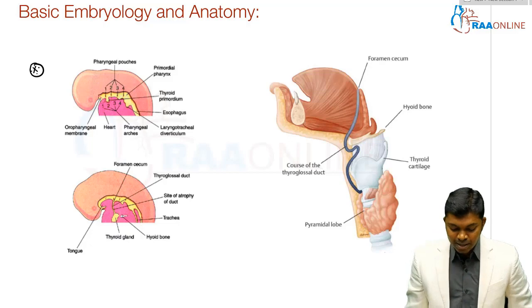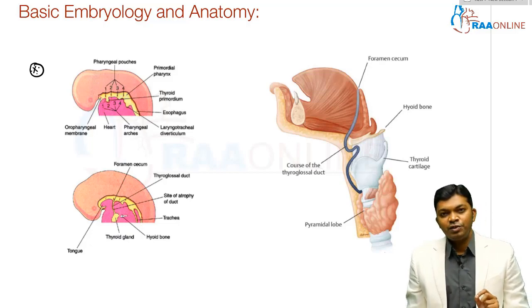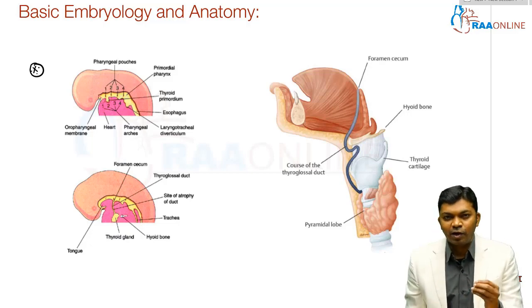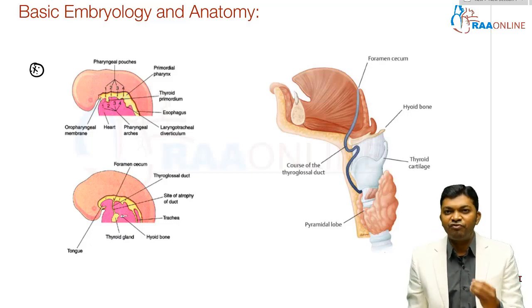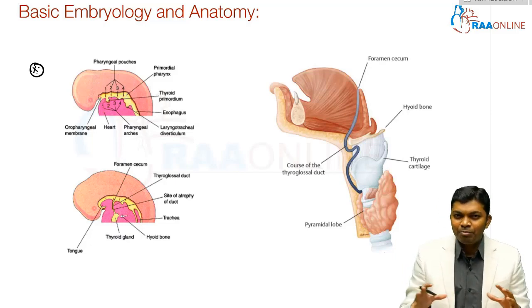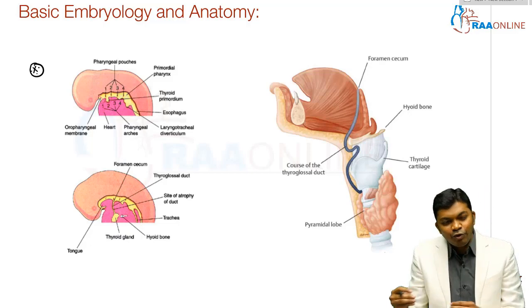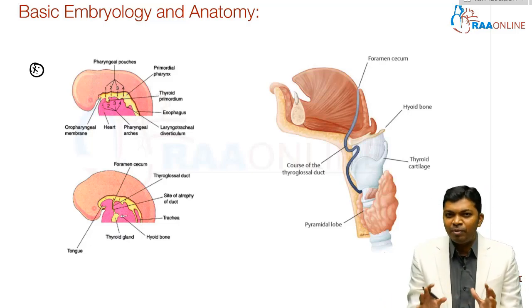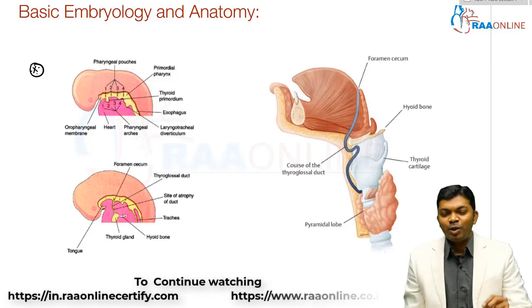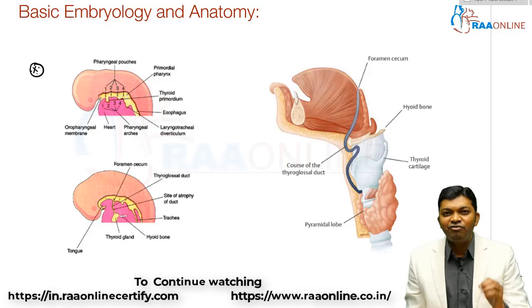So guys, genesis of thyroid gland begins from floor of pharynx. Thyroid gland development begins from floor of primitive pharynx. We will be summarizing all the points in a few moments, but as of now, be familiar with the words. As I just told you, thyroid gland develops from floor of primitive pharynx.